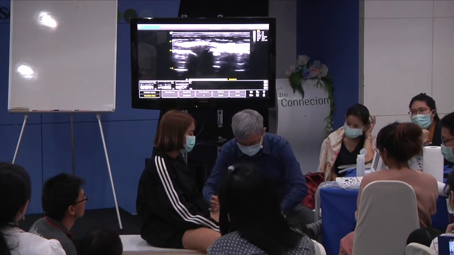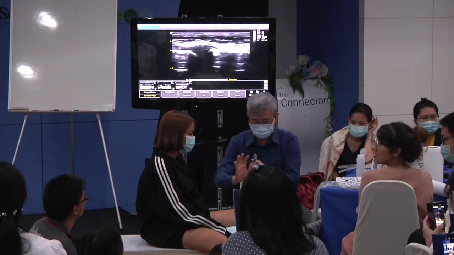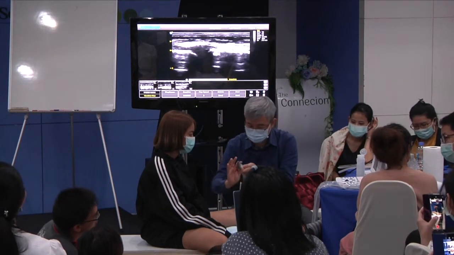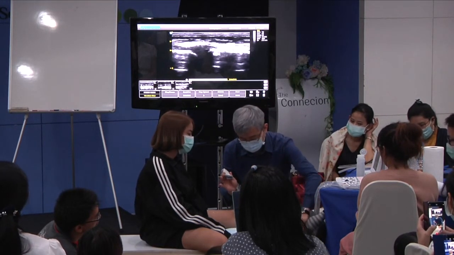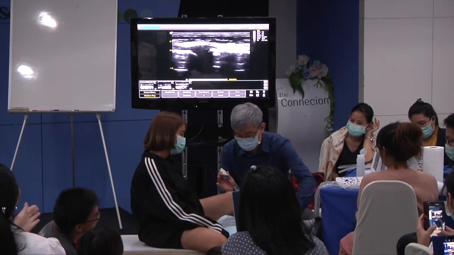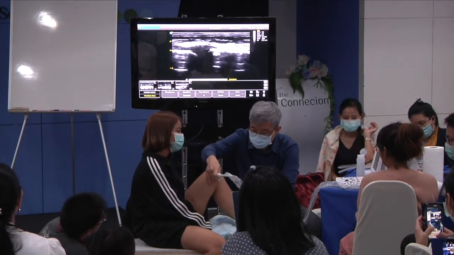Yeah, there is another way, but we don't have time to demonstrate; you can practice if you want. Another way is we check the mobility of the meniscus. Flex to 90 degrees.